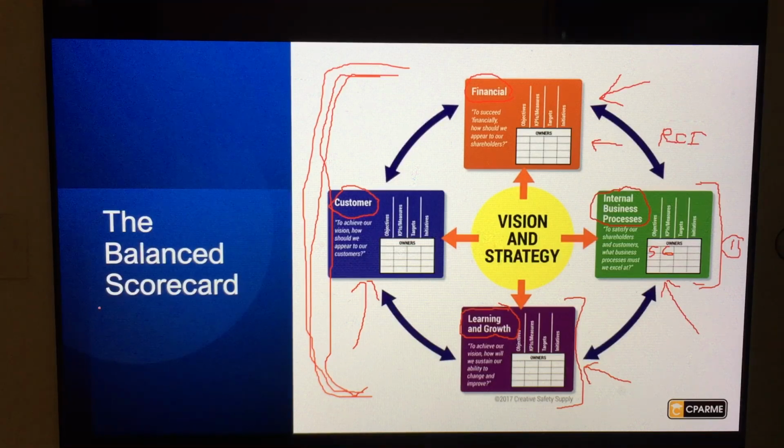Diba? So, ang ganda niya. Pero anong problema dito minsan? Mahirap siya. It's difficult to use scorecards to make comparisons across business units kasi iba-iba naman yung goals nila. Diba? They have their own scorecards as well. So, ano pa? Ayun. Ang ginagamit rin natin dito usually KPIs.